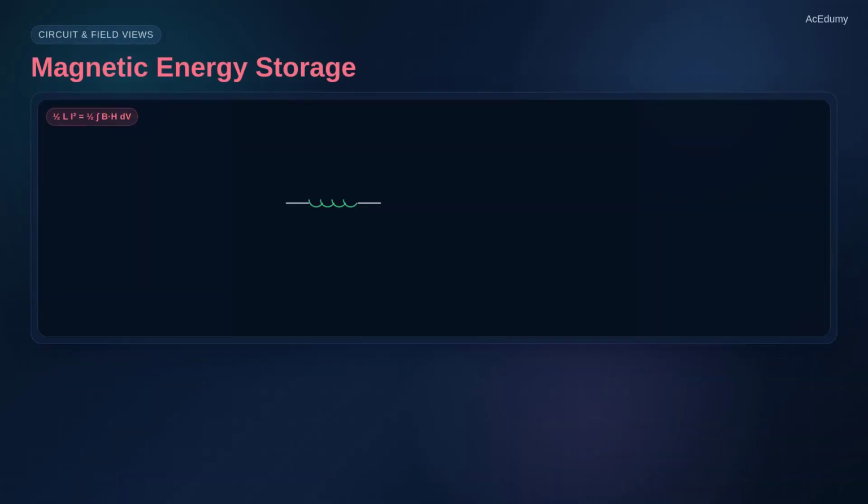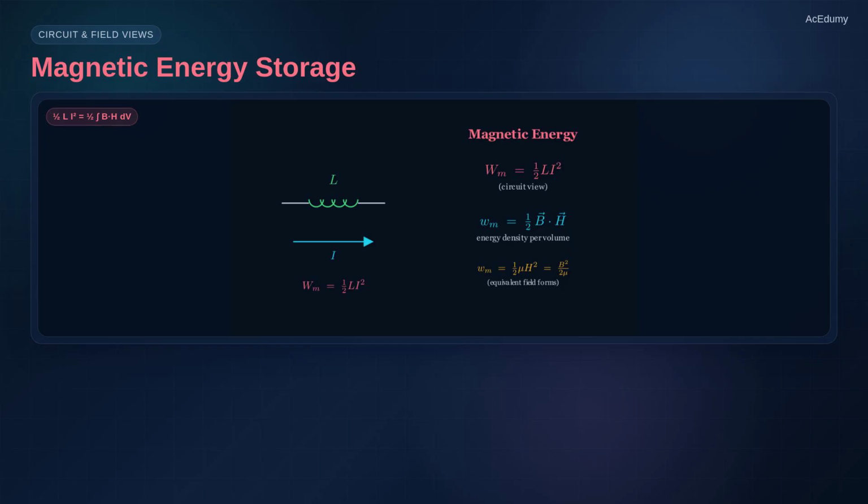Finally, energy. When you ramp current from 0 to I through an inductor, the source has to do work against the back-EMF. That work is stored in the magnetic field. Integrate voltage times current over time. The integral of L dI by dt times I from 0 to I gives 1/2 Li². That's the magnetic energy stored in an inductor.